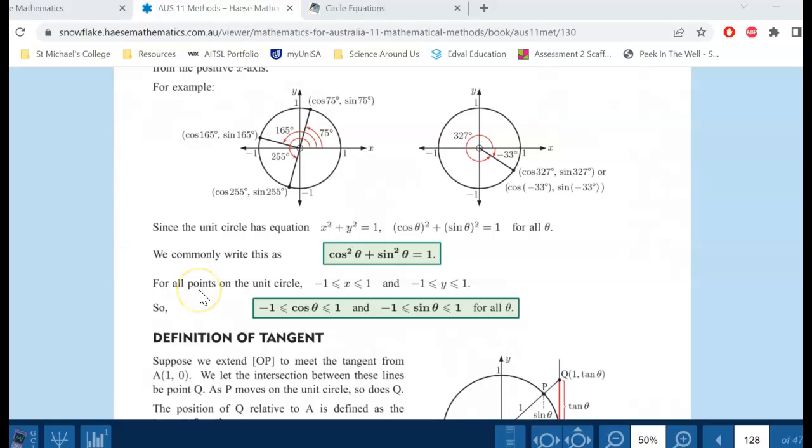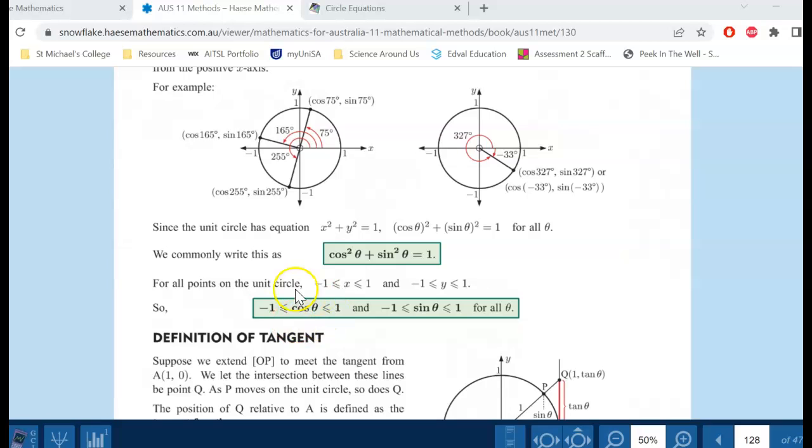Now, for all points on the unit circle, we consider the x values between -1 and 1, and we consider y values between 1 and -1. That purely comes from the definition of the unit circle, because we know that we're dealing with a circle with a radius of 1, therefore we're not dealing with any y values which are greater than 1, and we're not dealing with any x values that are greater than 1. And because we've just shown that the x coordinate can be shown as cos theta, we can say the same. So the values of cos theta have to be within that range, and the values of sine theta have to also be within that range.